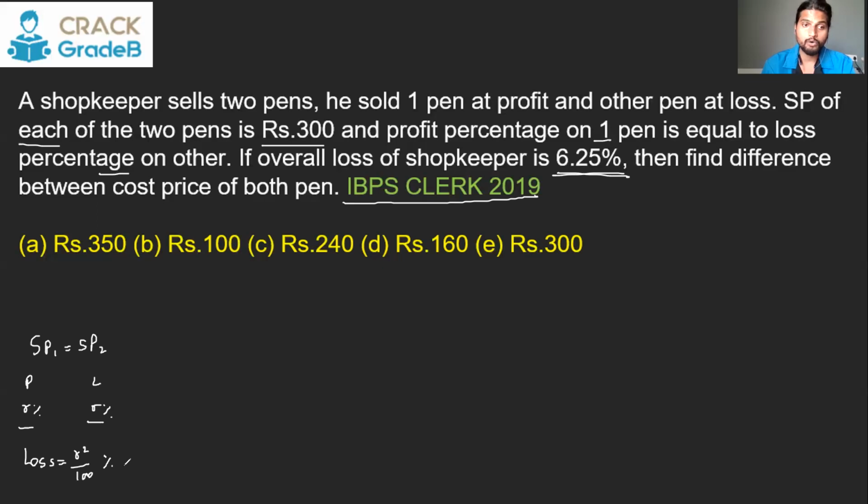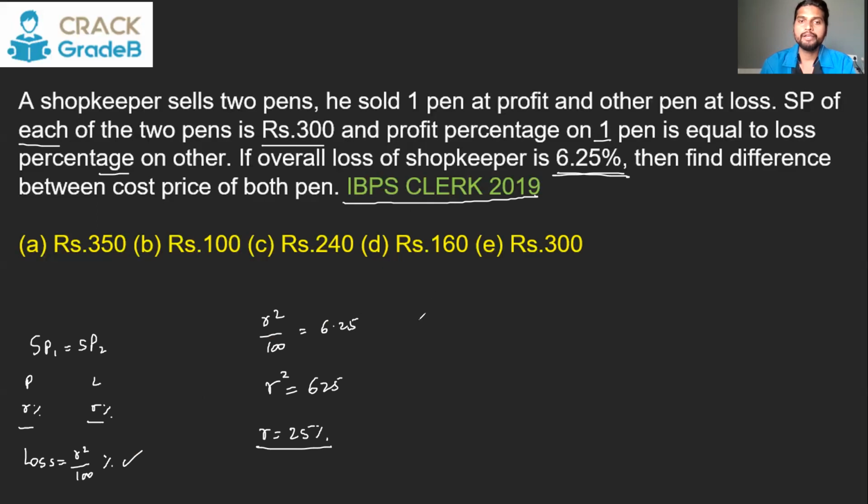That means this overall loss, r square upon 100, should be equal to 6.25. Now you can easily solve: r square should be equal to 625. That makes r equal to 25%. That means the first pen he sold at 25% profit, and the second pen he sold at 25% loss.